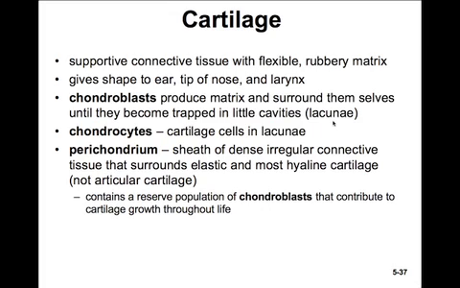The perichondrium is the sheath of dense irregular connective tissue that surrounds elastic and most hyaline cartilage, but not articular cartilage. It contains a reserve population of chondroblasts that contribute to cartilage growth throughout life. As they produce more matrix, the cartilage grows.